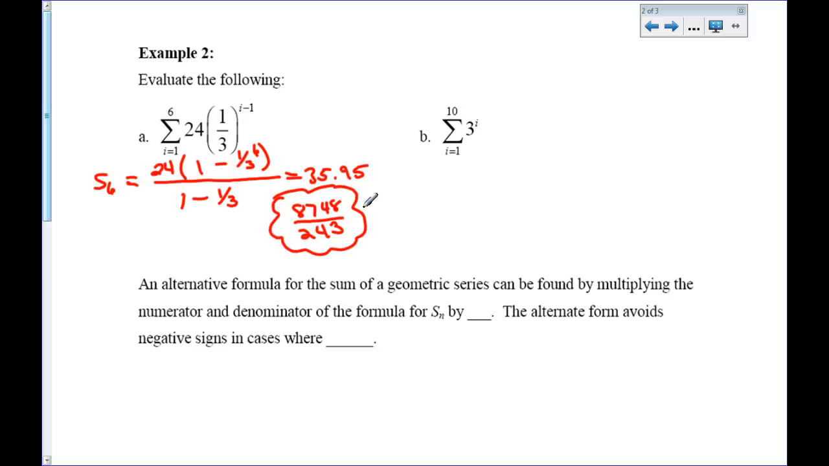Okay? So if you don't have a calculator that has a fraction function, all you do is take the top divided by the bottom, and that'll give you the decimal form, okay? Okay, this one right here is a typo. It should say i minus 1 here.